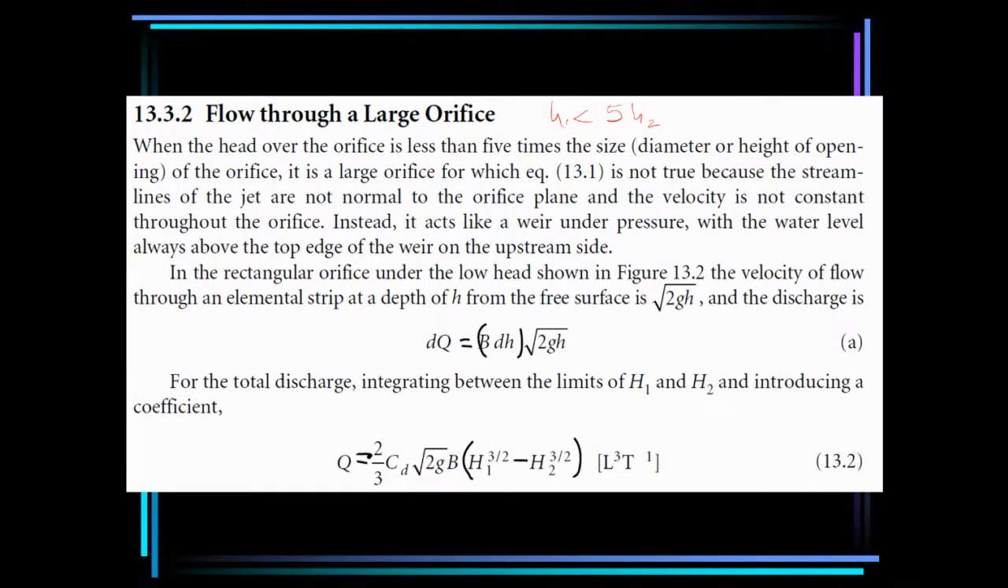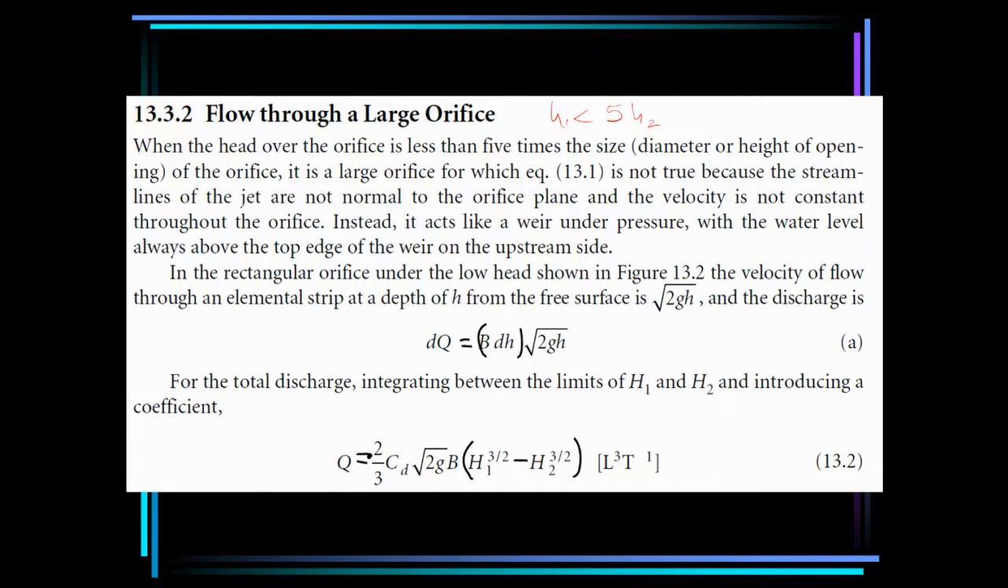H2 is the height of opening at the orifice. So if the head is less than 5 times this, meaning the head is not so much compared to the height or opening of the orifice, then the streamlines are not normal to the orifice plane and the velocity is not constant throughout the orifice.